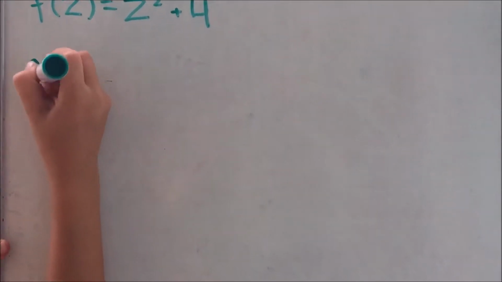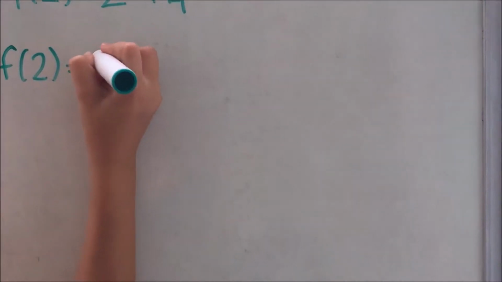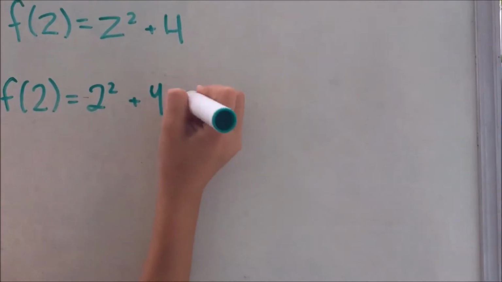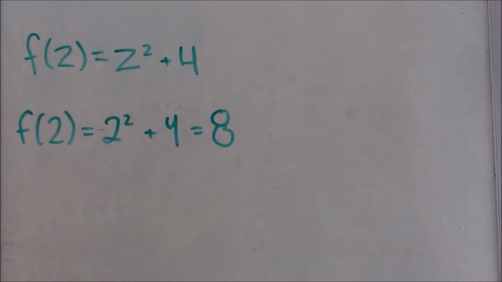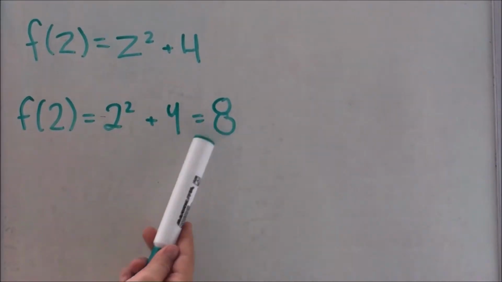So, f of 2. Okay, so 2 is the input. We put that in. So, the machine is doing its work by doing 2 squared plus 4, okay, and then we get 8. Okay, so, input 2, the machine doing its work in here, output 8.